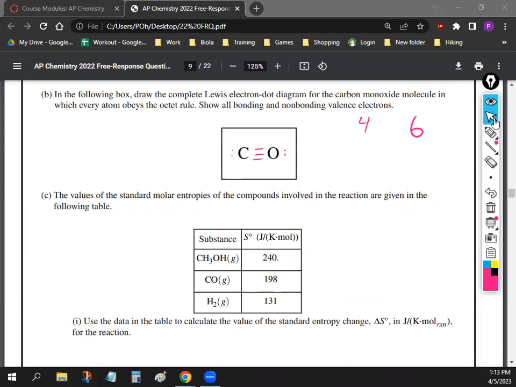Average is always the same. Average is, I think, like a 2 point something. High 2 is the average. Yeah. Okay, let's move on.